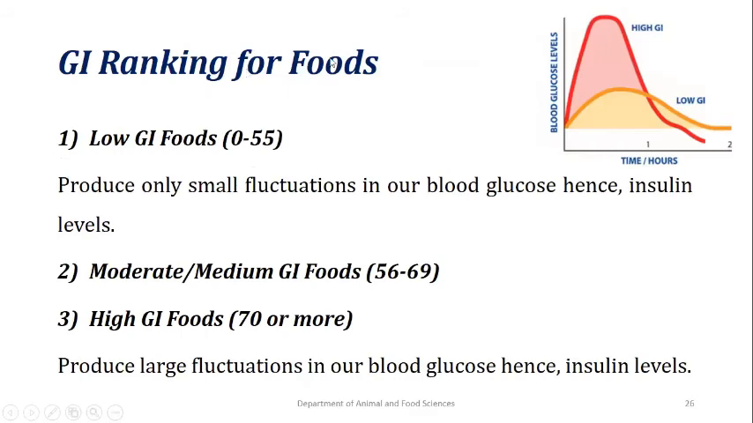And when we consider the glycemic index ranking for foods, we can divide foods into different categories based on the glycemic index value. We define low GI foods as the foods which have a glycemic index value of 0 to 55. Okay, and these foods produce only small fluctuations in blood glucose, hence insulin levels. Then low GI foods means it will not increase the blood glucose level very highly.